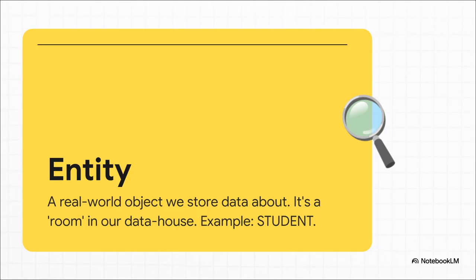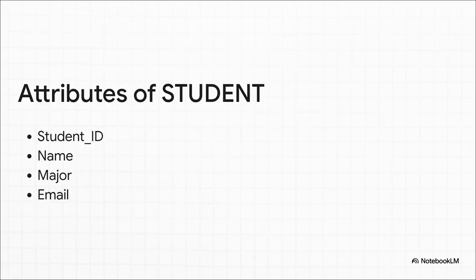In database speak, a room is called an entity. It's basically any major concept or object that we want to keep track of. So if we're building a university database, a student is a perfect example of an entity. If we were building an online store, a product would be an entity. It's any key thing we need to store information about. Now, every room has features, right? A bed, a desk, a window. Well, in our student entity, these features are called attributes. They are the specific pieces of information we want to store about each student. Their ID, their name, their major, their email, you get the idea.